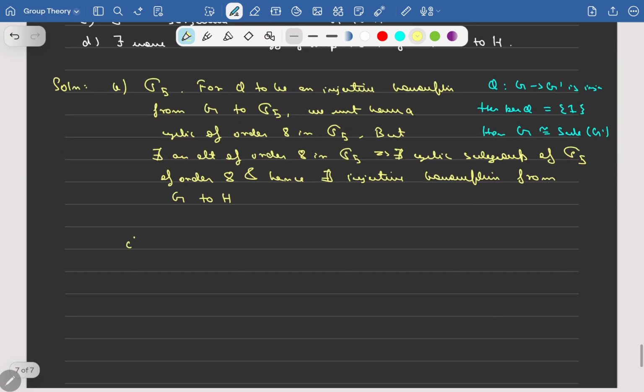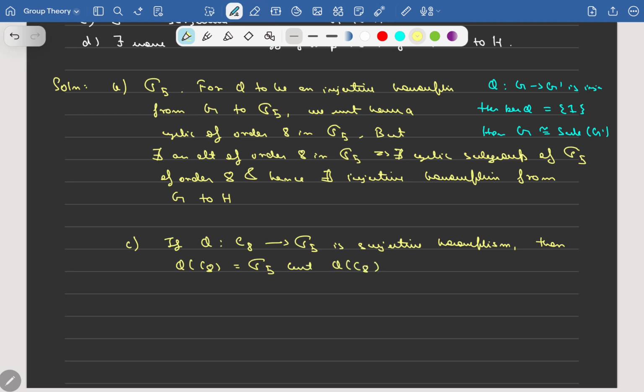What about option C? If phi from the cyclic group of order 8 to S5 is a surjective homomorphism, then obviously what do you have? Then phi of C8 must be exactly equal to S5. But phi of C8, the image of a cyclic group, is cyclic, while S5 is not cyclic, right? It's obviously not cyclic.